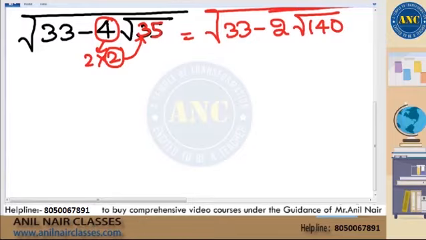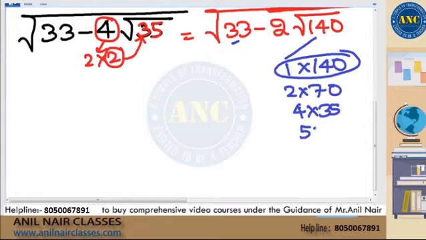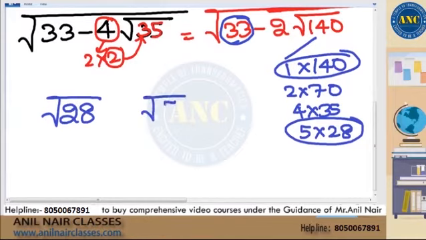Now root 140 you should express in multiple ways. What are the ways of expressing root 140? 1 into 140 is 140, but 1 plus 140 is not 33. 2 into 70, not possible. 4 into 35, 4 plus 35 is not 33. 5 into 28, yes, it is satisfying. 5 plus 28 is nothing but 33. That means it is root 28 and root 5.